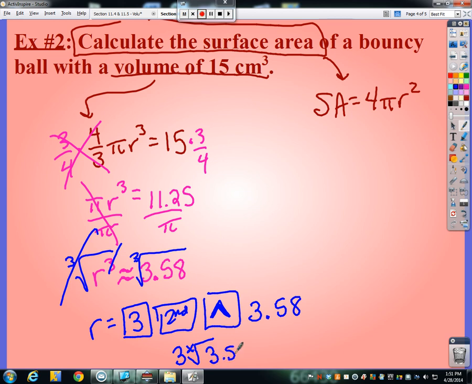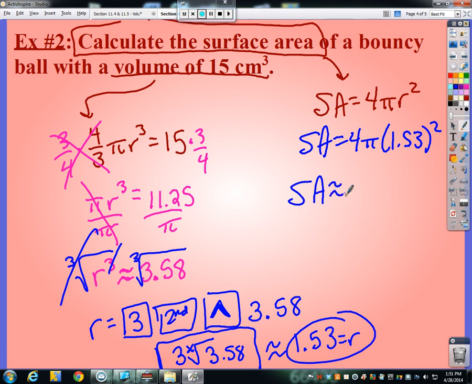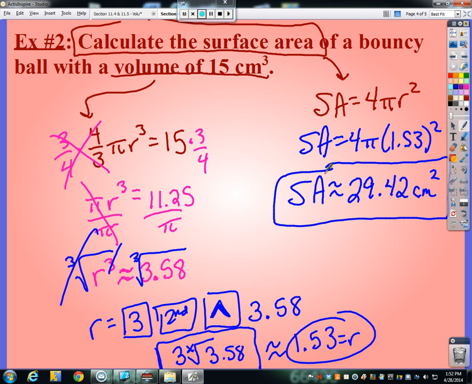So it looks like this on your calculator screen. And once I press enter, again, I'm going to round this to 2 decimal places, and I'm going to get 1.53 rounded. There is my radius now. This is what I can use up here to calculate the surface area. So now 4 times pi times 1.53 squared. Again, I'm just going to punch all that in and round it once again to 2 decimal places. So 4 times pi times 1.53 squared, and I get 29.42 centimeters squared. Not cube, because we're talking surface area here.